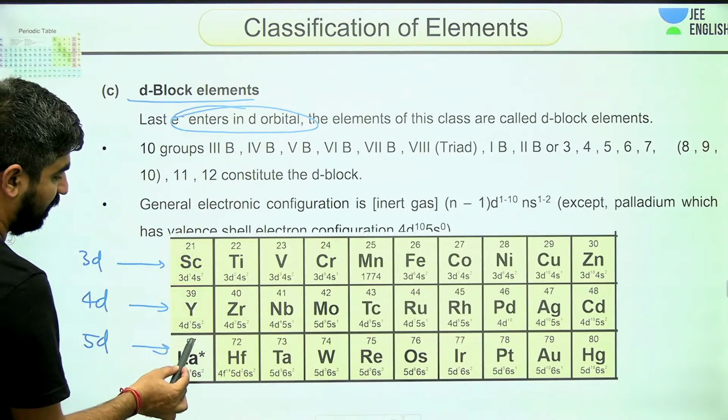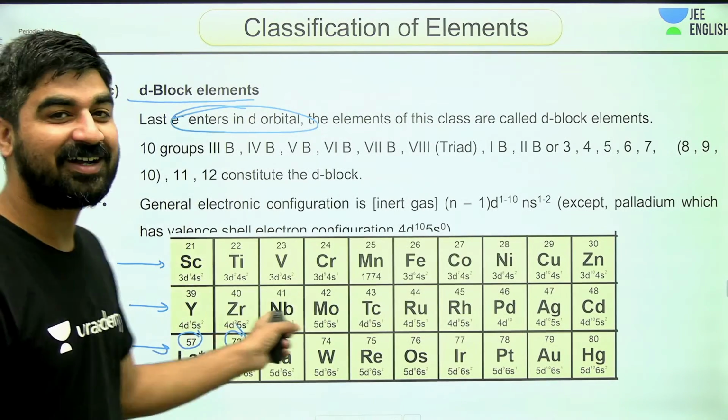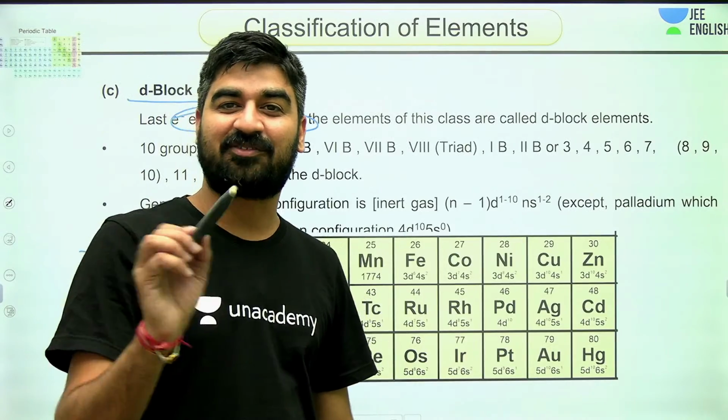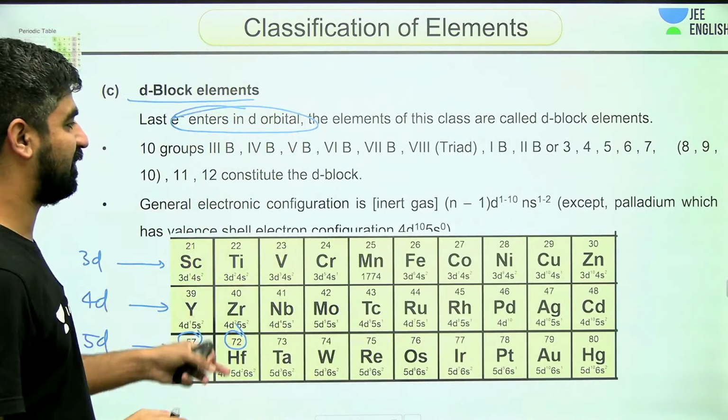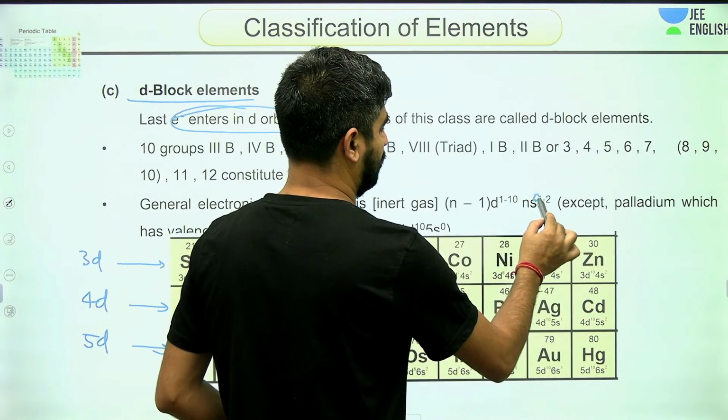Now remember it, 57 to 72. So where are the 14 elements? Those are f block elements. We place them at the bottom. So the general configuration here would be ns 0 to 2.